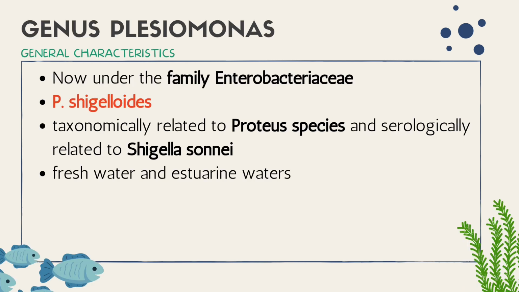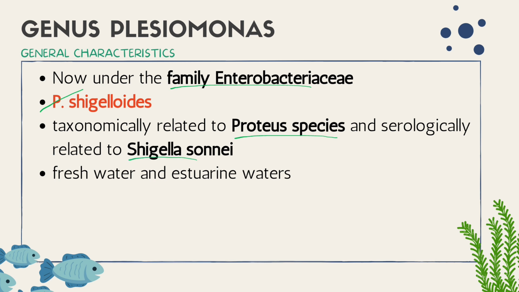The last genus under the miscellaneous enteric pathogens is the genus Plesiomonas. This is now under the family Enterobacteriaceae, but according to sources and other textbooks, there is not much detailed information regarding this genus. It is only considered to have one species, and that is Plesiomonas shigelloides. Taxonomically, it is related to Proteus species, so they have similar growth on culture medium. Serologically, they can be related to Shigella sonnei.